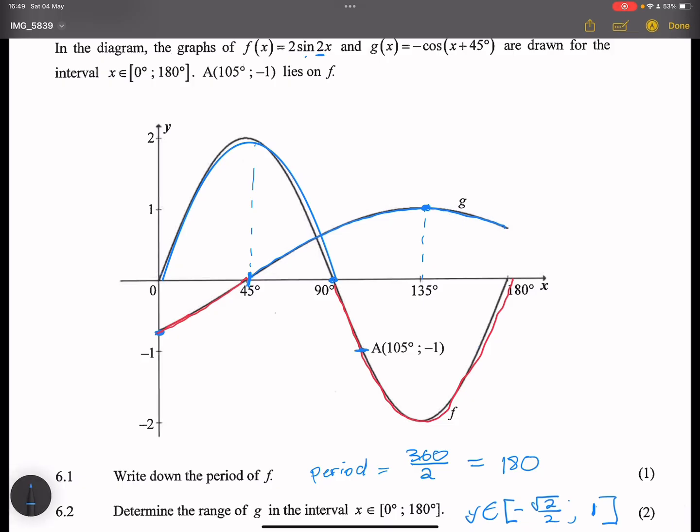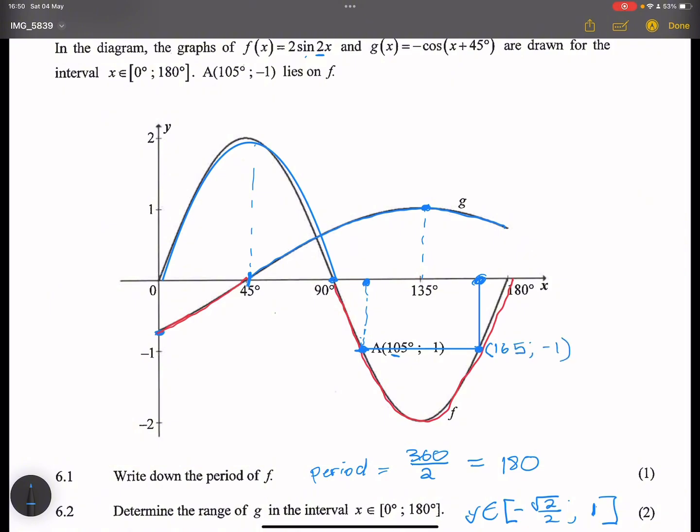So it is -1 at 105, but can you see it would be -1 over there as well, right? If I look at this value, it's actually at 105. So this is 15 degrees away from 90 degrees, so 90 plus 15 will give me 105. Which means it will also be another 15 degrees away from 180. So 180 minus 15 will give us 165. So this will be 165 and -1.